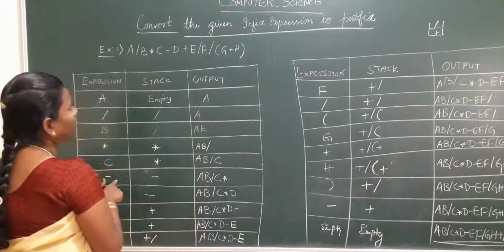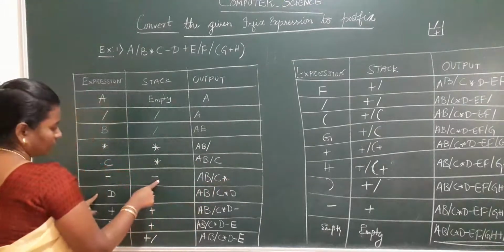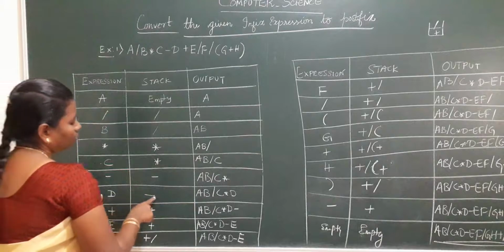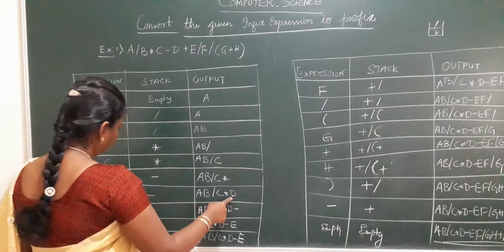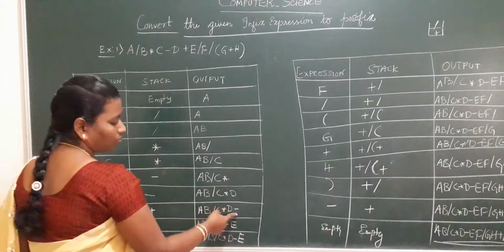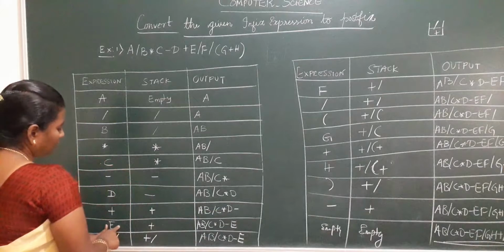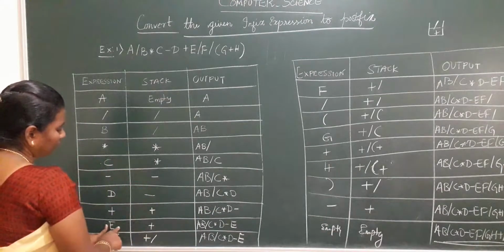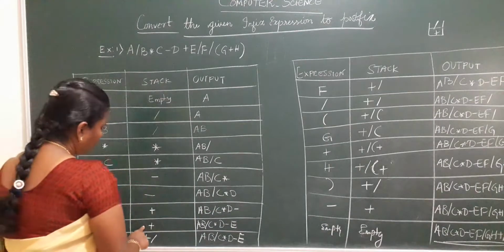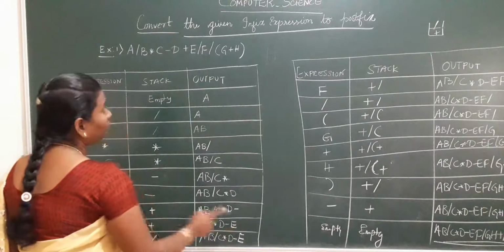Next I have encountered minus, but I have an asterisk. Asterisk has to go first, then only minus can sit inside the stack. Next I have D. D will go to your output. Next I have plus. Both are having equal priority, so I just popped out minus. Next I have E. Plus will be there in this stack. E will go to your output.